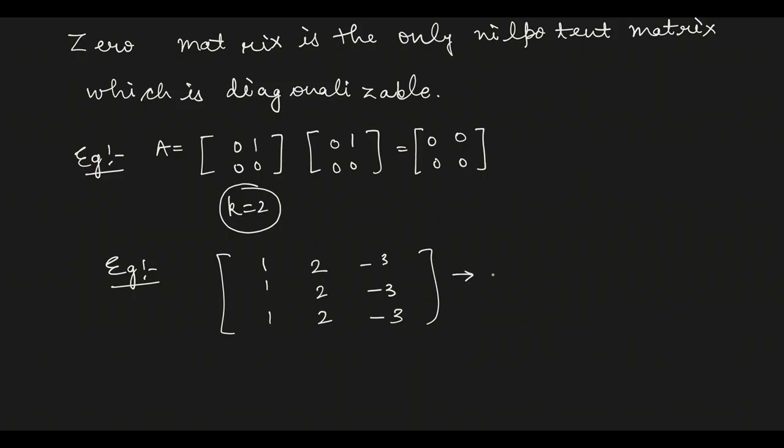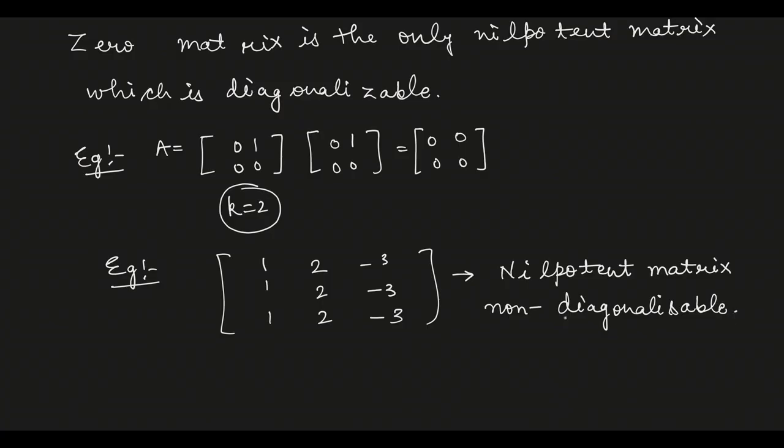so this is also a nilpotent matrix, but it is non-diagonalizable. So only the zero matrix is the nilpotent matrix which is diagonalizable. The rest can be nilpotent matrices, but they will be non-diagonalizable. For example, here also it is non-diagonalizable.